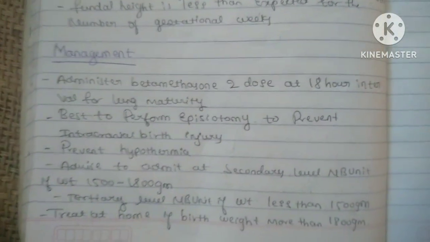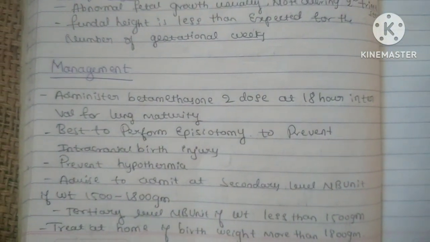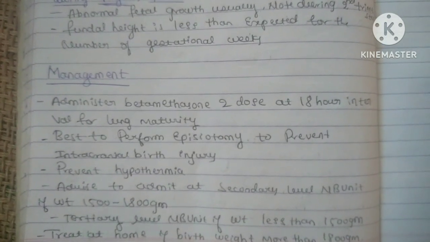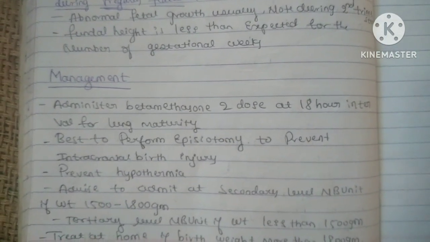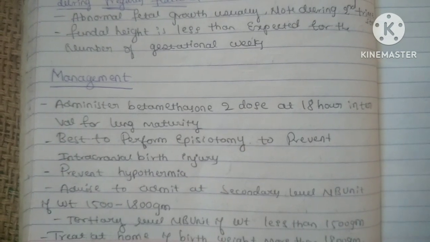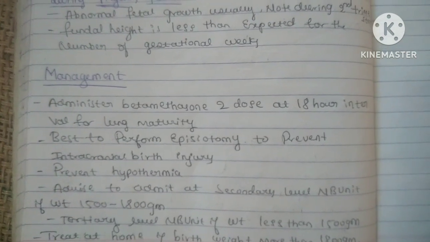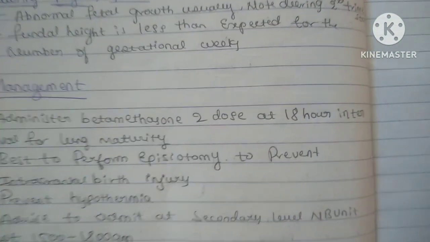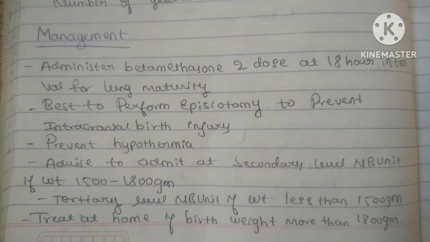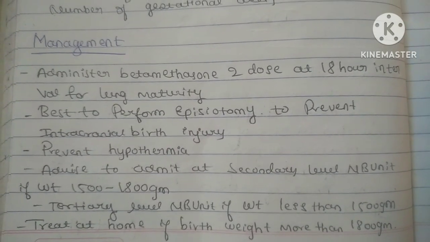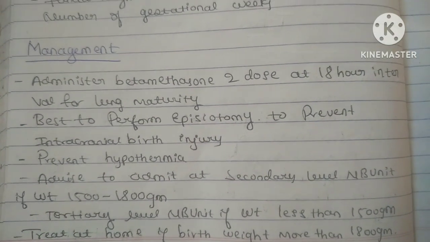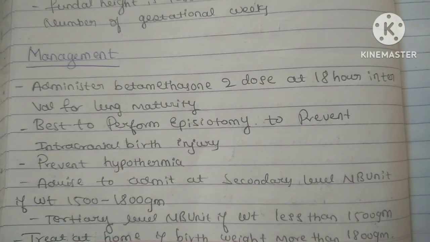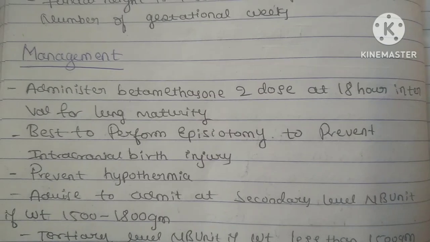What is the management? Administer betamethasone, 2 doses at an 18-hour interval, for lung maturation. You can give it to the baby. It is best to perform episiotomy to prevent intracranial birth injury. This procedure is important during delivery. Episiotomy can be done to prevent intracranial birth injury, as we can see in the picture, and to prevent hypothermia.